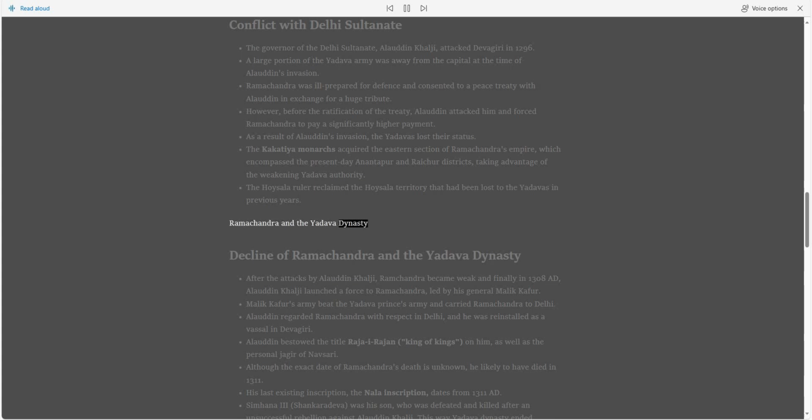Decline of Ramachandra and the Yadava dynasty. After the attacks by Alauddin Khalji, Ramachandra became weak and finally in 1308 AD, Alauddin Khalji launched a force against Ramachandra, led by his general Malik Kafur.